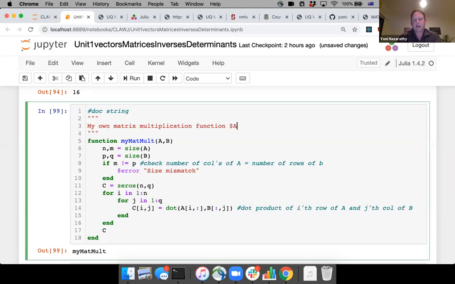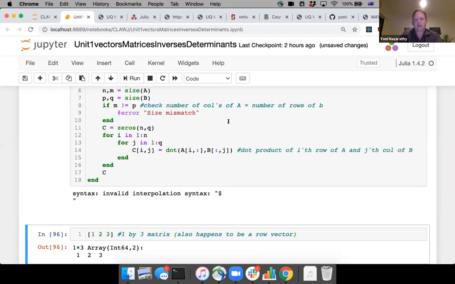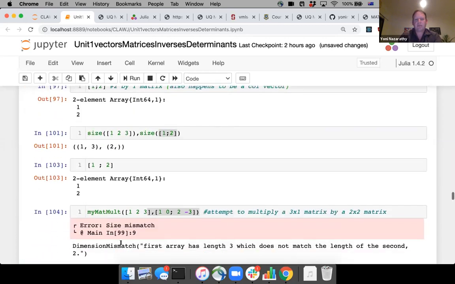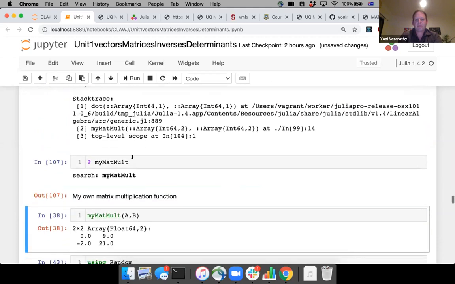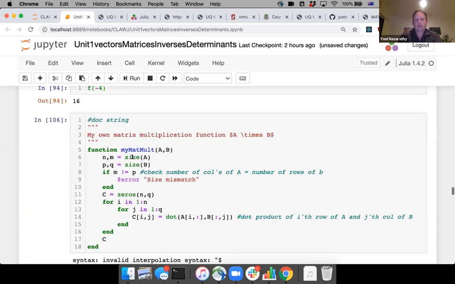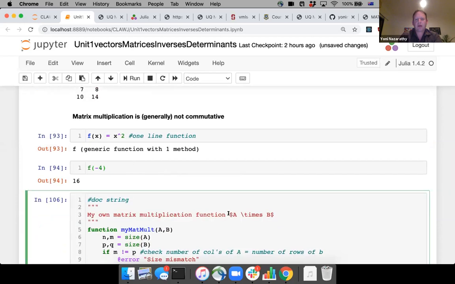Okay, so A times B, this is in LaTeX, and if I do a help, I thought I would get that in LaTeX. No, maybe I didn't run this. Oh, okay, I need a backslash dollar. You need to do these backslash dollars if you're putting LaTeX in the doc string.